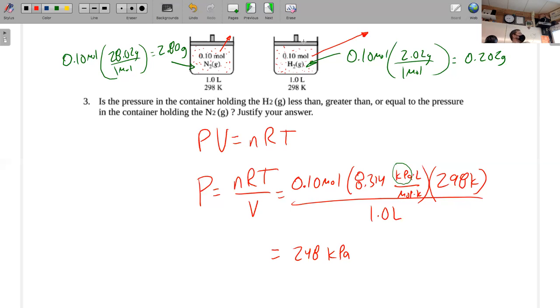So is the pressure holding the hydrogen greater than, less than, or equal to the pressure of the nitrogen? Well, the pressures are exactly the same. And one way to justify that is that in the equation, there's nowhere to put the formula mass. It doesn't matter that it's nitrogen or that it's hydrogen. It's just how many particles, what's the temperature, and what's the volume. We find that to be true for all gases.